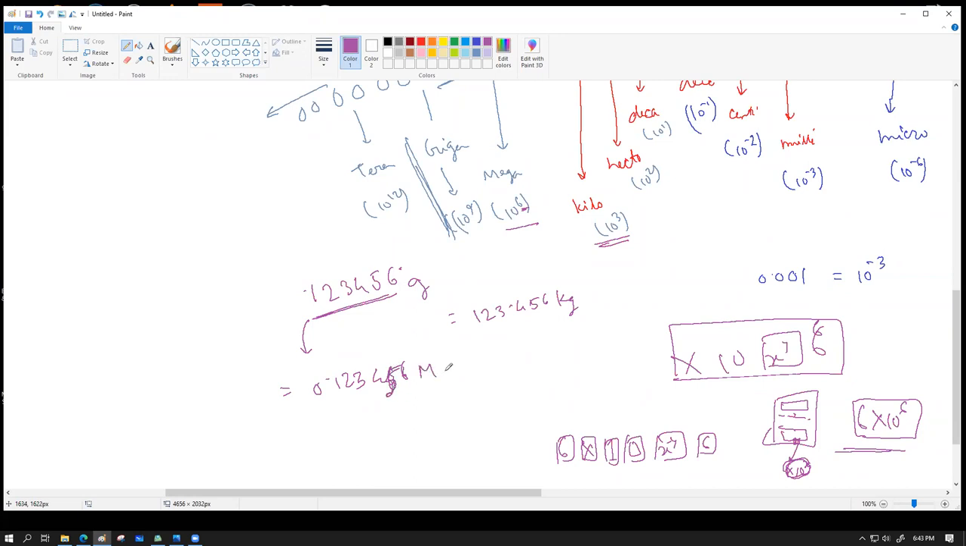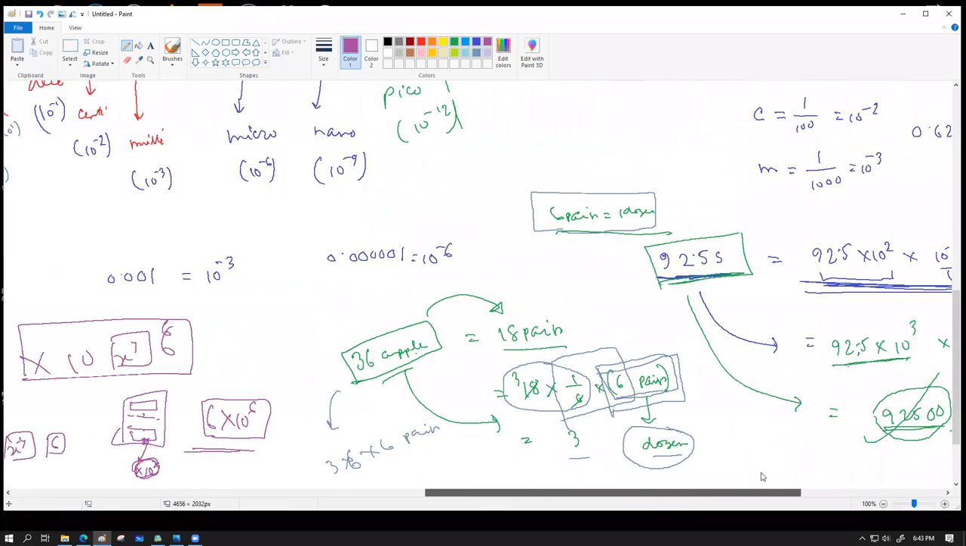0.12345656 megagram. Mega is given by capital M, whereas milli is given by small m. It's important to understand and take care of the capitalization. It's very important. So this can also happen. If you wonder what I said about the decimal point movement, you can see it over here.